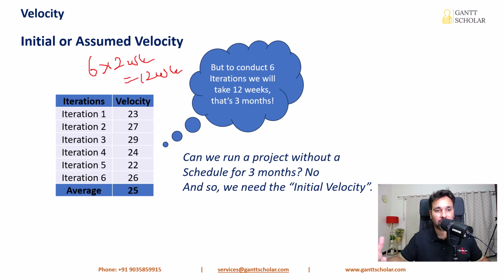Now once we are done with 6 iterations and once we know the actual velocity of the team, we have to redo the calculations for the schedule for the remaining work we have in the product backlog based on the newly found velocity, the average velocity of the team. Okay, so that's about velocity.